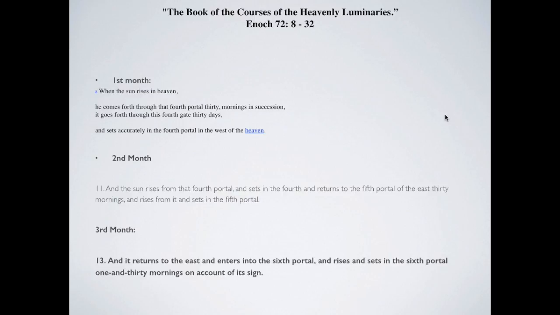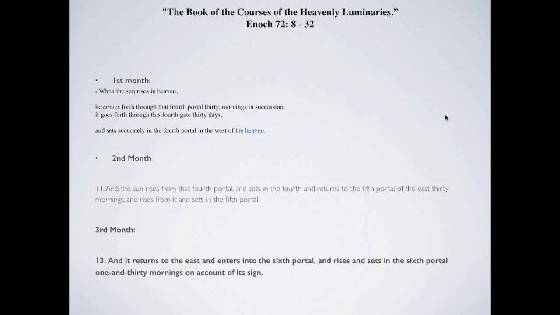In the second month, he explained again, and the second month can be seen in verse 11. He said, and the sun rises from that fourth portal and sets in the fourth, and returns to the fifth portal of the east, 30 mornings. So the second month is also 30 days.